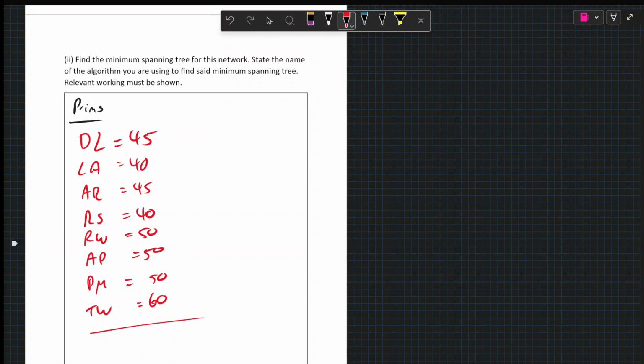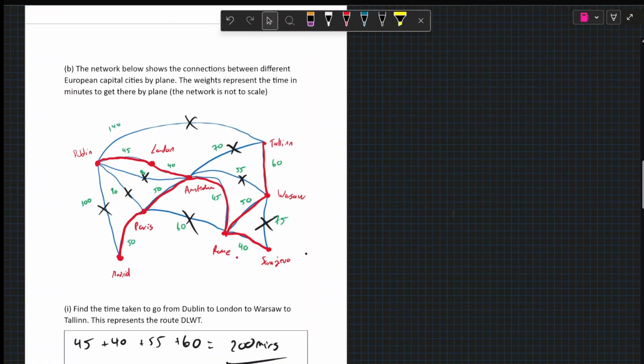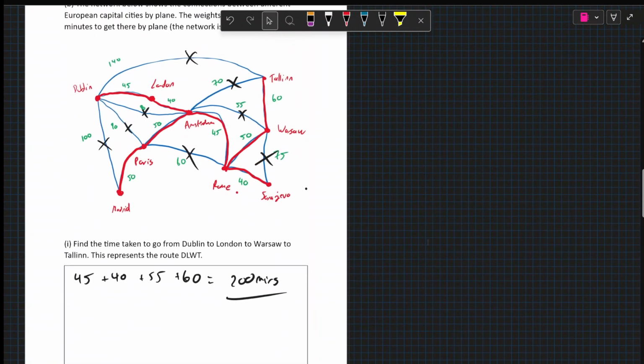Plus 40, plus 50, plus 50, plus 50, plus 60. Total time of 380 minutes. And that there is the minimum spanning tree.